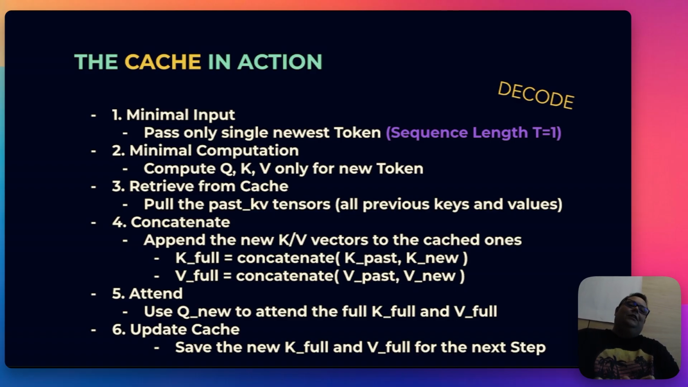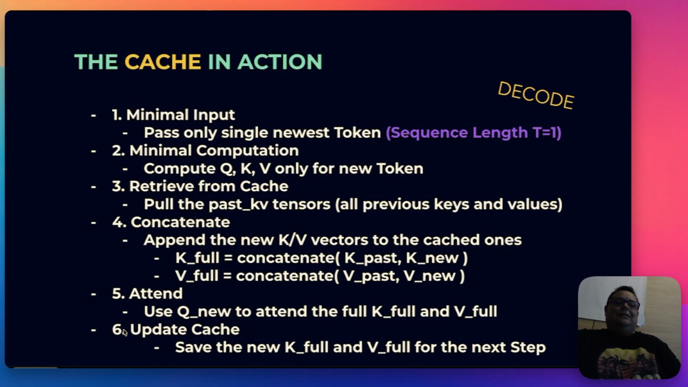And then we're starting to concatenate, so we're appending the new KV tensors to our cached ones. In the implementation you will see K full is the concatenation of K past and K new, and V full is the concatenation of V past and V new. And then we attend: we have Q new, and we're attending over K full and V full. And lastly, we're updating the cache, so we need to save K full and V full for our next step.